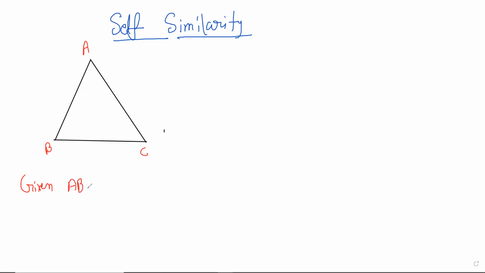AB is equal to AC. Given AB is equal to AC, show, hold on, what do I want to say? Do I want to say this or this only? Yeah, the other direction is easy, so I'll be doing this one. Show that angle ABC is equal to angle ACB, meaning that the amount of tilt right here.